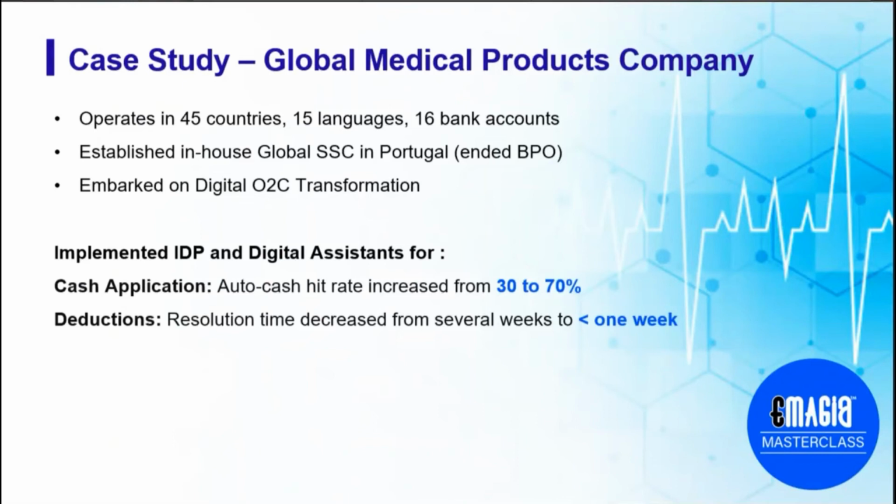Tremendous increase. But also that 70% hit rate when you're operating in 15 languages, 16 bank accounts, 45 countries is actually impressive. If you're just in the US and you're dealing with two banks, one language, one currency, you can hit 90% auto cash or higher. But in this environment, the 70% is a good performance. And then the deductions, with getting that critical first step done fast and accurately and completely, cut the resolution time from several weeks to 1 week.